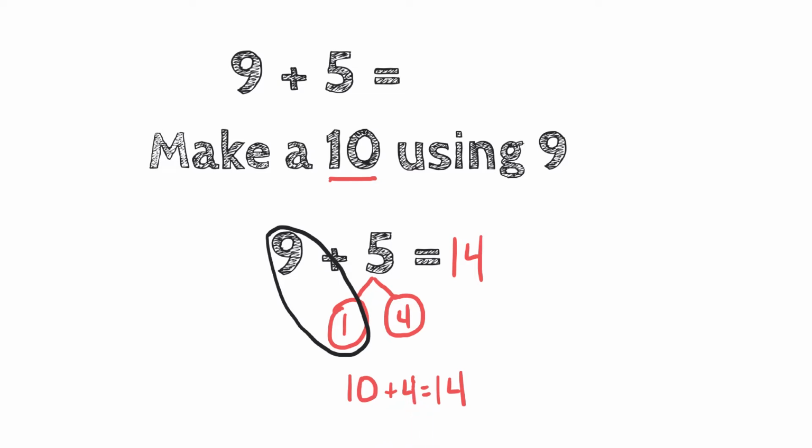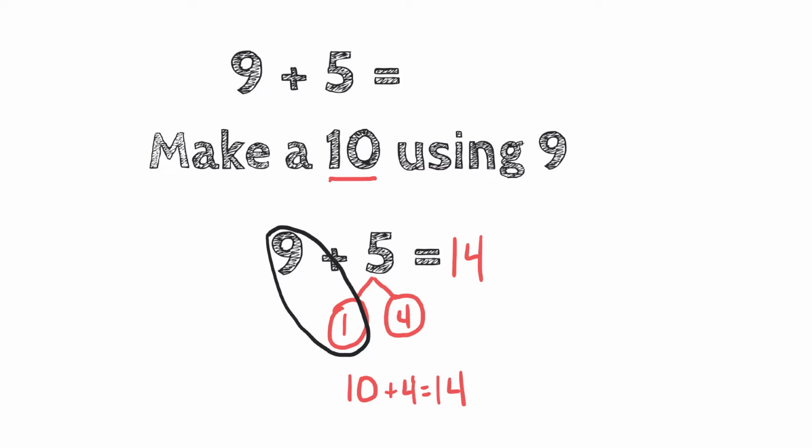The previous problem, we made a 10 using the 9, and we still wound up with 10 plus 4 equals 14. So it doesn't matter what number we make a 10 out of. We could make a 10 using the 9, we could make either one. We just chose to use a different number to make 10 out of.